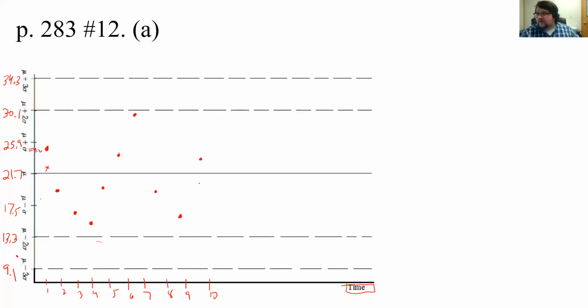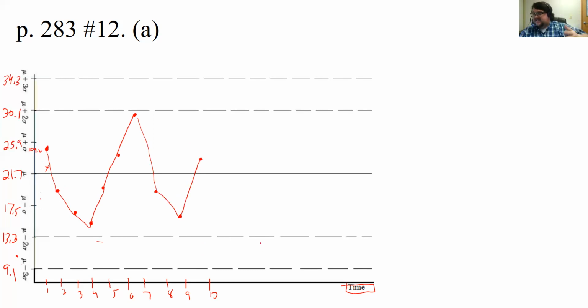Okay, so I think we connect the dots. Is that right? Yeah, we connect the dots. Hopefully. All right, there we go.